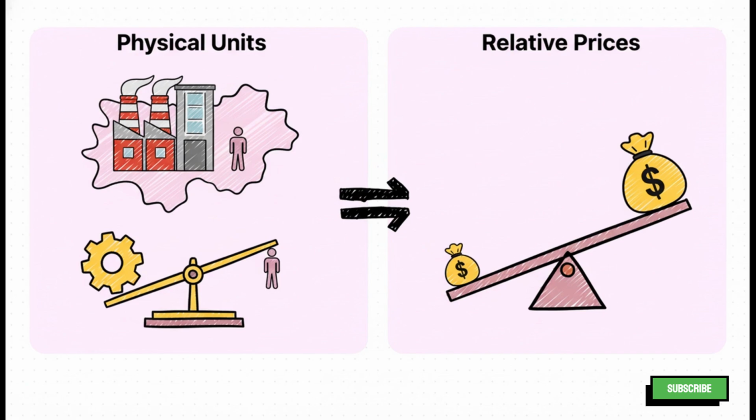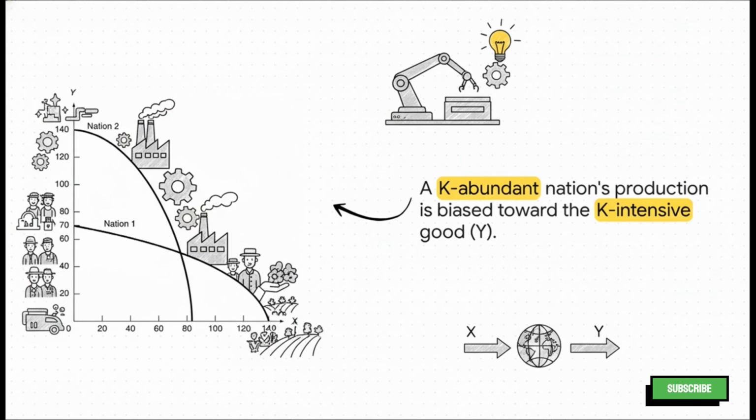A low R to W price ratio is a dead giveaway for capital abundance. And this is what that abundance does to a country's economy. This graph shows what a country is capable of producing. Notice how the curve for Nation 2 is stretched way up on the y-axis? That's our capital-intensive good. Why? Because Nation 2 is swimming in capital, so its whole production setup is naturally tilted towards making that capital-heavy good.